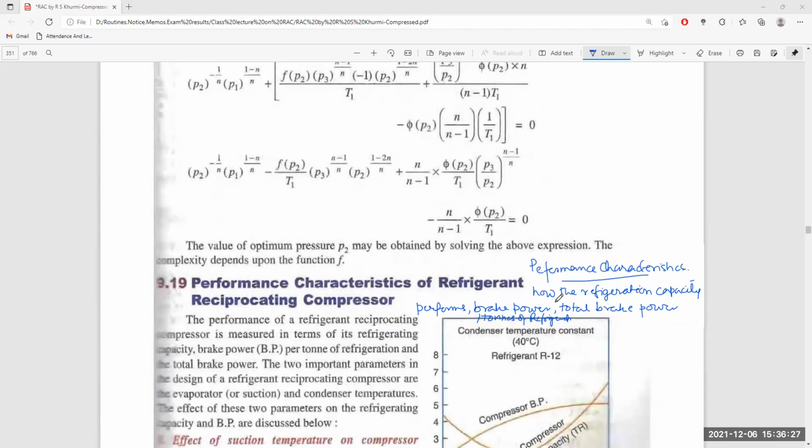Let us continue. What is meant by here? I'm writing again from the beginning. Just lost the track.